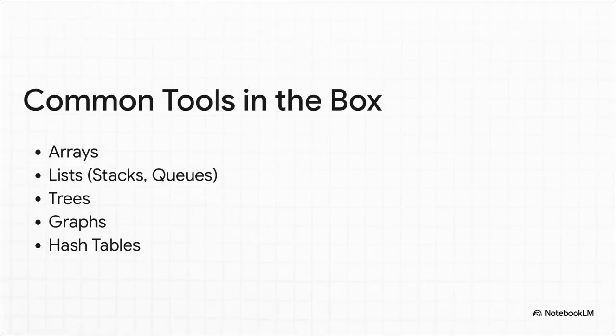So let's look at some of the most common tools in that box. You've got arrays, which are kind of like numbered shelves, perfect for when you have an ordered list of things. Then you have lists themselves, which can act like a stack of plates. The last one you put on is the first one you take off. Trees are amazing for anything with a hierarchy, like a family tree or the file system on your computer. Graphs are all about connecting things, like how your friends are connected on a social network. And then there are hash tables, which are like a magic index, letting you look things up almost instantly. Every single one is designed for a different kind of job.